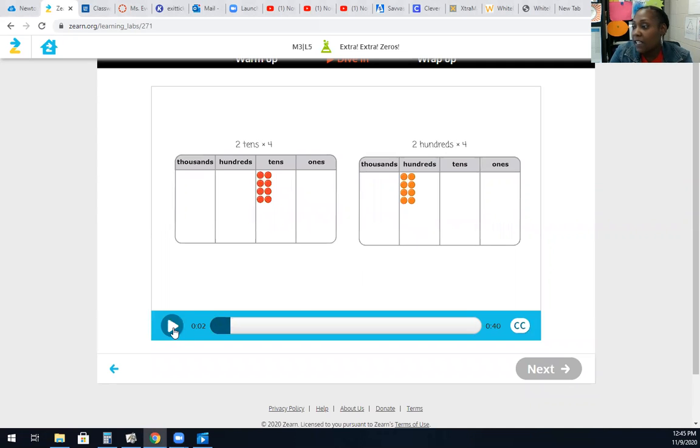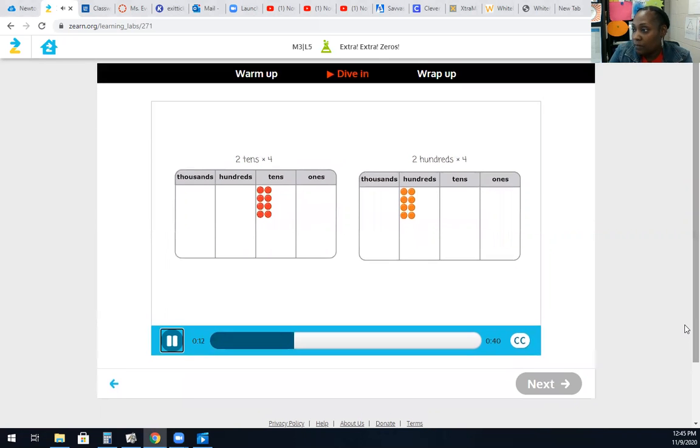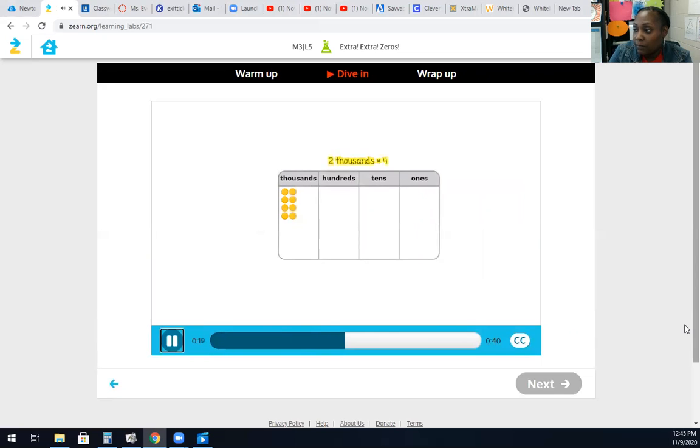Let's see what they have to say. Applying 2 tens times 4 compared to 2 hundreds times 4. The number of discs in both was the same, but the units were different. I used discs that represented 100 instead of 10, so my answer was larger. Then, when I multiplied 2 thousands times 4, it looked the same again. But instead of discs representing 100, the discs represented 1,000. The answer was 8,000 because we multiplied 2 times 4 in the thousands place. Great observations. Let's practice a few more.